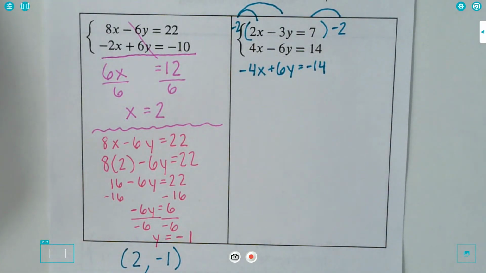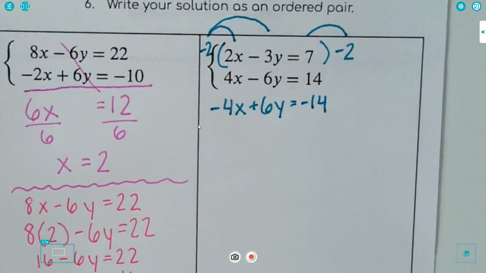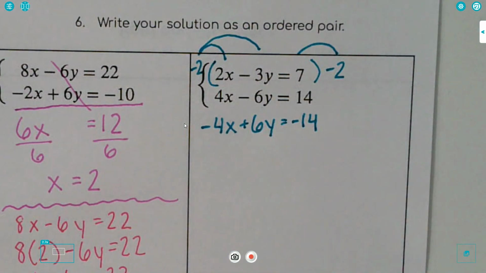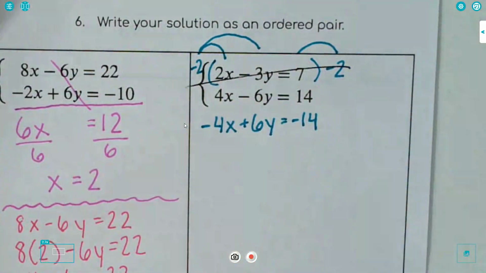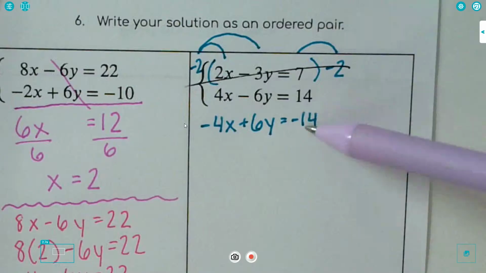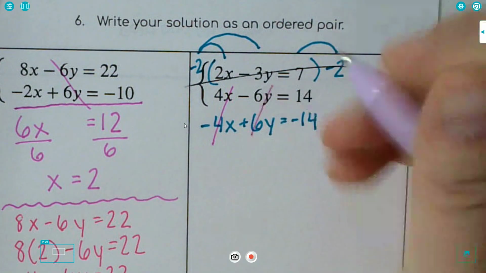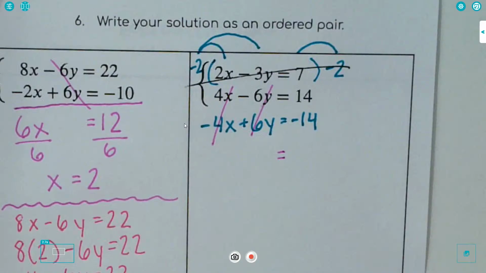Once you have changed an equation, I would cross it out, but I would cross it out lightly so that if you need to go back, you can. So don't cross it out, scribble it out so hard that you can't see what was there. Now we are adding together these two equations. What's 4x minus 4x? Those cancel out. What's negative 6y plus 6y? Those cancel out. What's left on the left side of my equation?